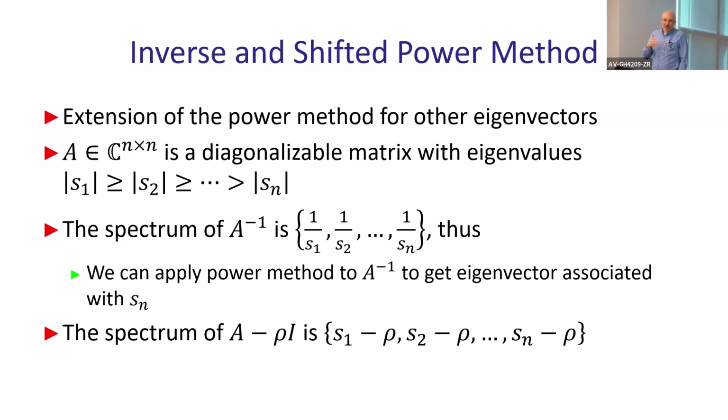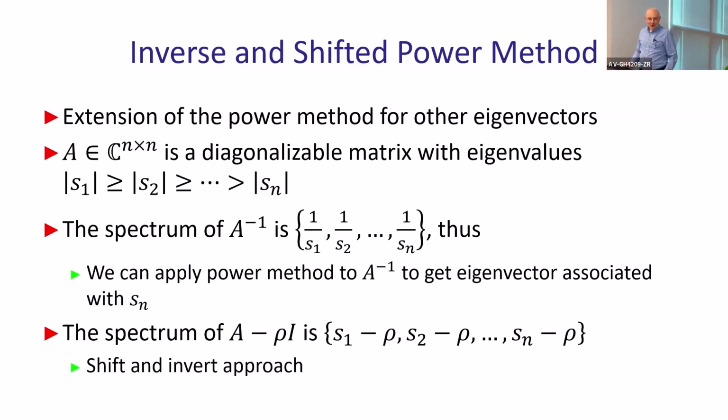So you found already the smallest one and the biggest one, so you know what is the range where you need to scan. And you know how many of them need to be there, because it's exactly n, depending on the size of your matrix. And each time it will converge to the one closest to rho. All right? So this is how it is done computationally, and this is called the shifted inverse approach.